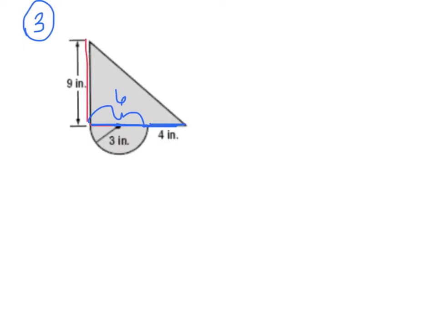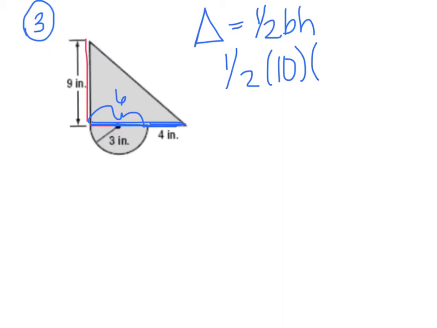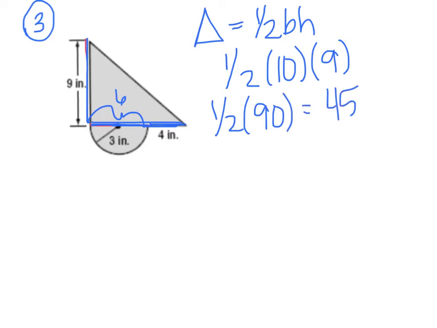So let's find the area of our triangle first. It's 1/2 base times height. So 1/2, the base of our triangle is 6 plus 4, which is 10. The height of our triangle is 9. So you have 1/2 of 90, which equals 45 inches squared.